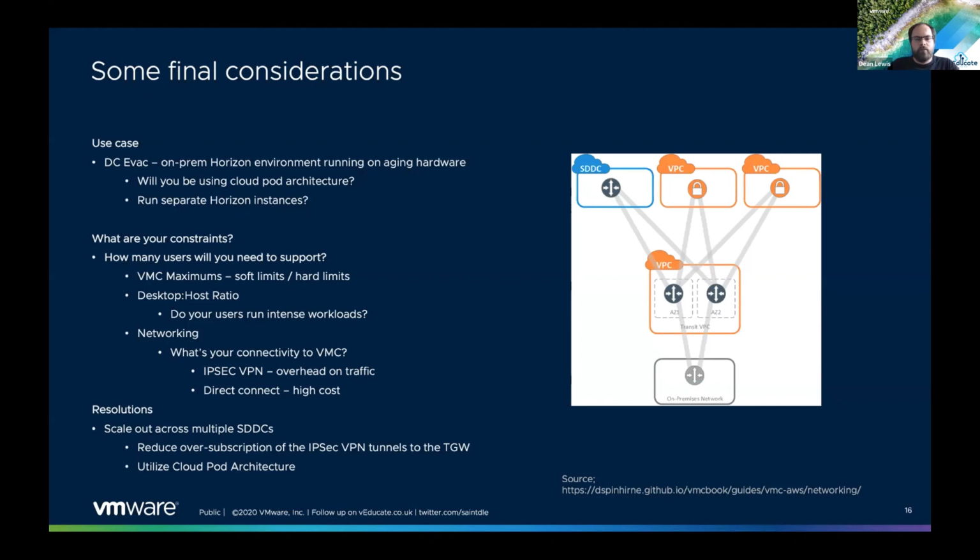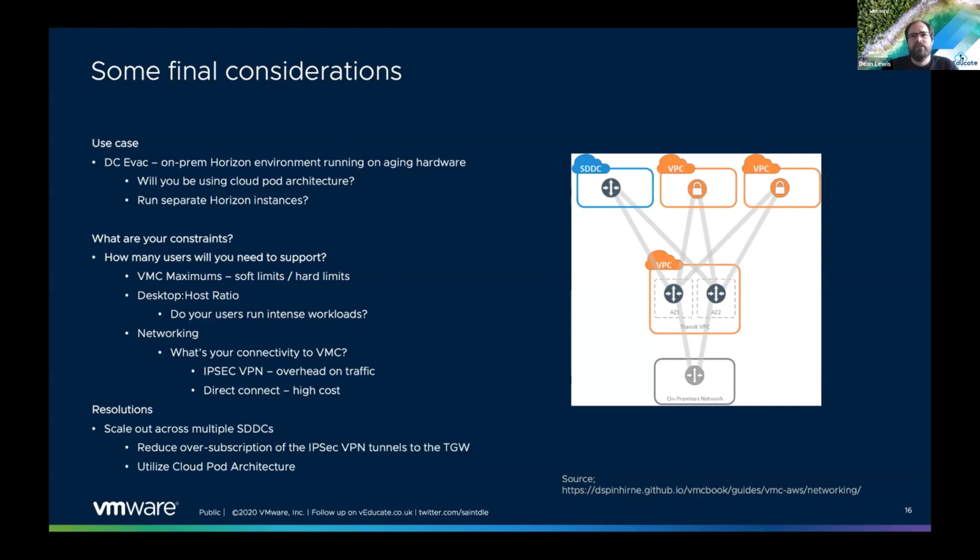We then need to think more about that EUC space. So the desktop to host ratio is going to be affected by a number of things. It's going to be affected by the size of the virtual machines that you're running to provide desktops to your users. If your users run intense workloads, then that desktop to host ratio is going to be a lot lower, which means you will need more hosts in your environment, which then has a knock-on effect. If you hit the host limits per cluster, you're going to need multiple clusters. And then again, if you hit the cluster limit per SDDC, you may need multiple SDDCs.